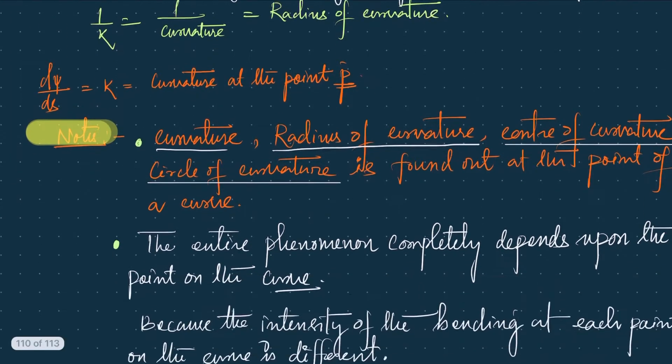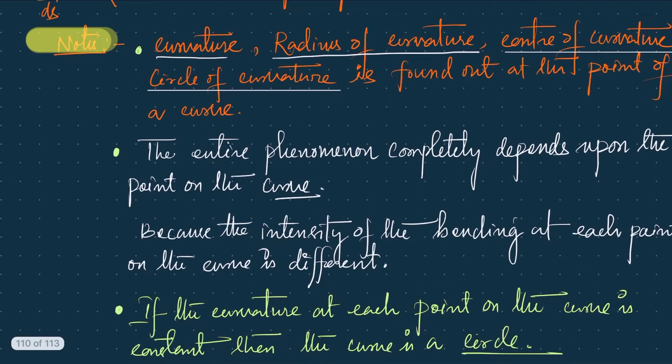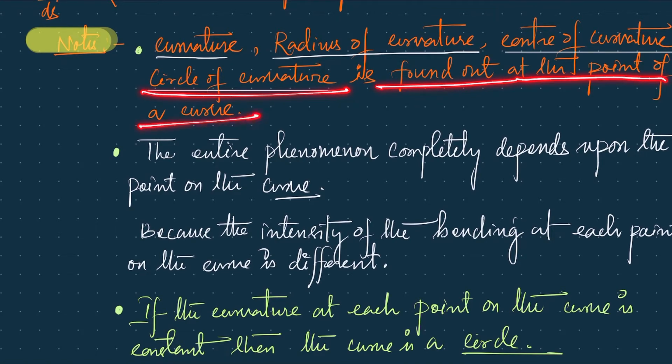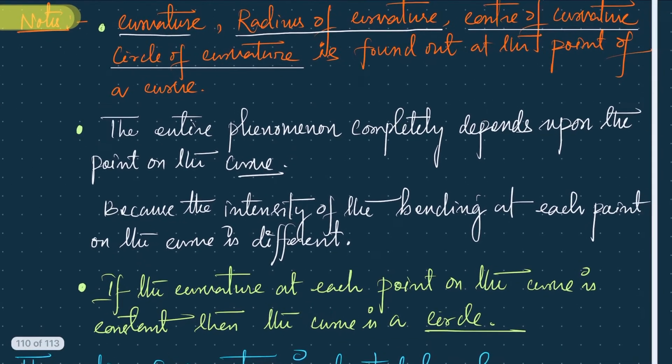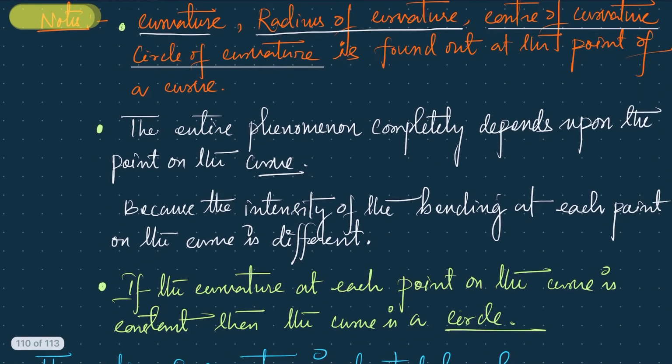Now there are some notes you need to remember. The curvature, radius of curvature, center of curvature, and the circle of curvature are found at a point of the curve. We always find the curvature with reference to one particular point, not throughout the curve. The entire phenomenon completely depends on the point where exactly you are trying to find it.